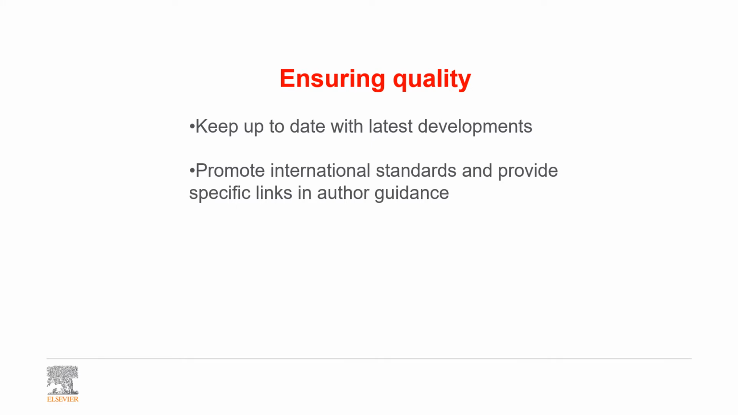So, to ensure quality, there are several things we can do. We, as editors, need to keep up to date with the latest developments. We need to make sure that we know what they are in order to make sure that our guidance is up to date, and therefore that our authors are clear what the latest developments in academic publishing quality are. We need to promote these international standards and to provide specific links in our author guidance, for example, to the Equator guidance.